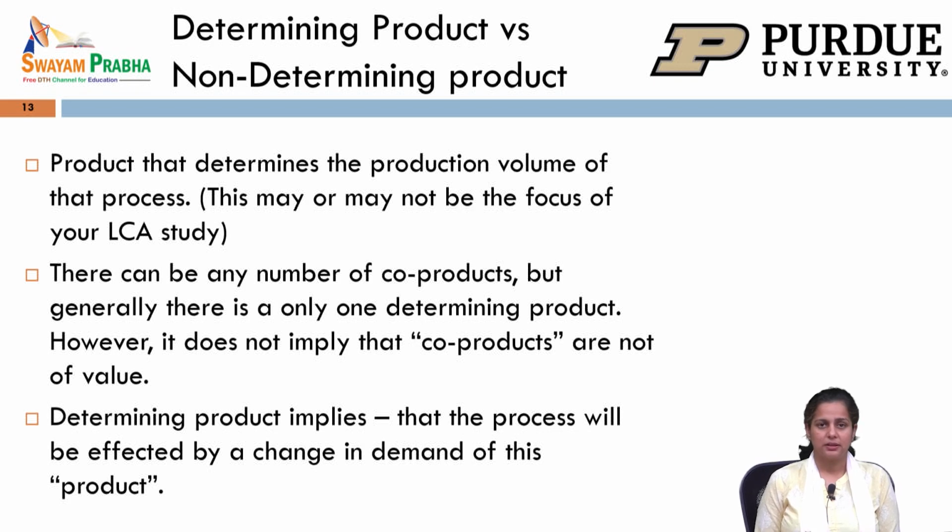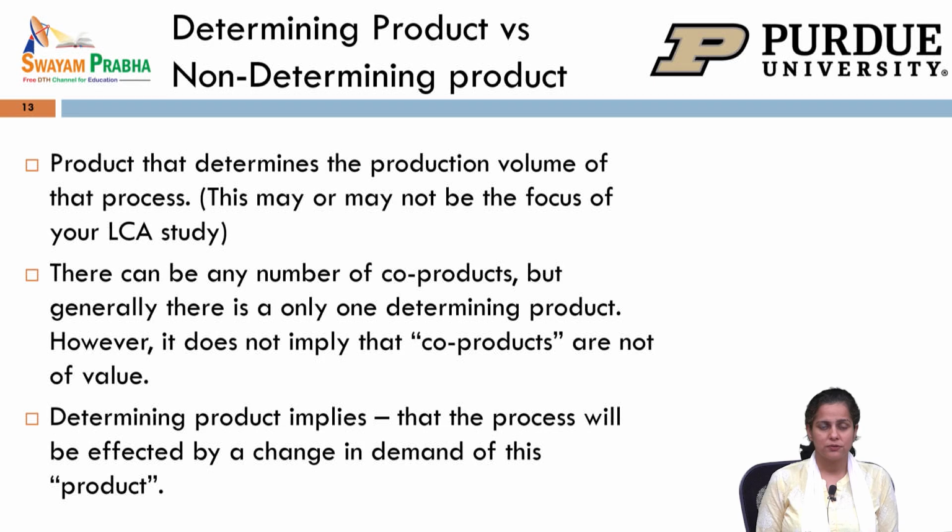Next is determining product versus non-determining product. These are essential definitions as you look at the processes that you are including in the system boundary for your LCA. Determining product is something that determines the production volume of the process. This may or may not be the focus of your LCA.